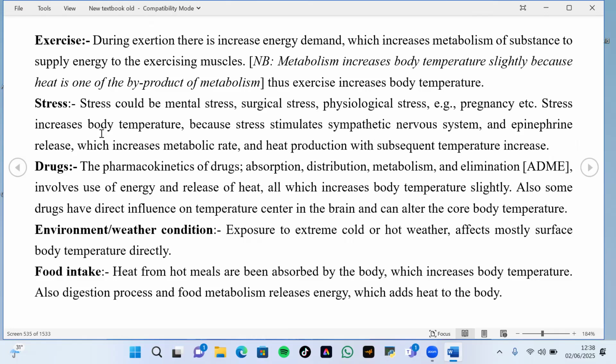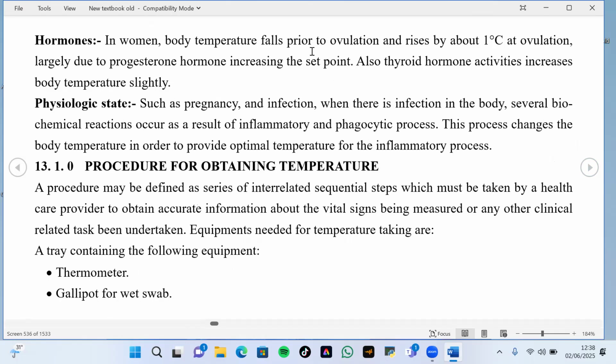Food intake. We don't need to explain much on that because you already know that food will have to undergo metabolic process as such. Heat will have to be produced. Hormones, like hormones of pregnancy or hormones that are released prior to ovulation can increase the body temperature of a woman to up to 1 degree Celsius during ovulation. And this hormone, mostly the progesterone. Also, the thyroid hormone that is responsible for growth and all of that can also increase the body temperature slightly.